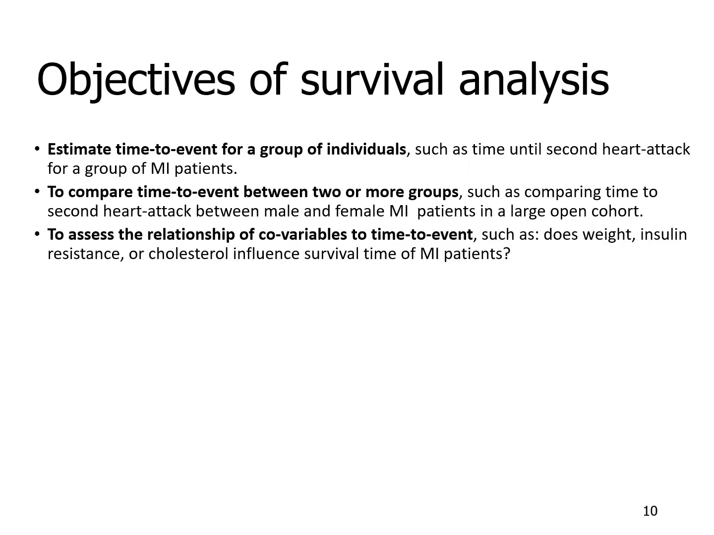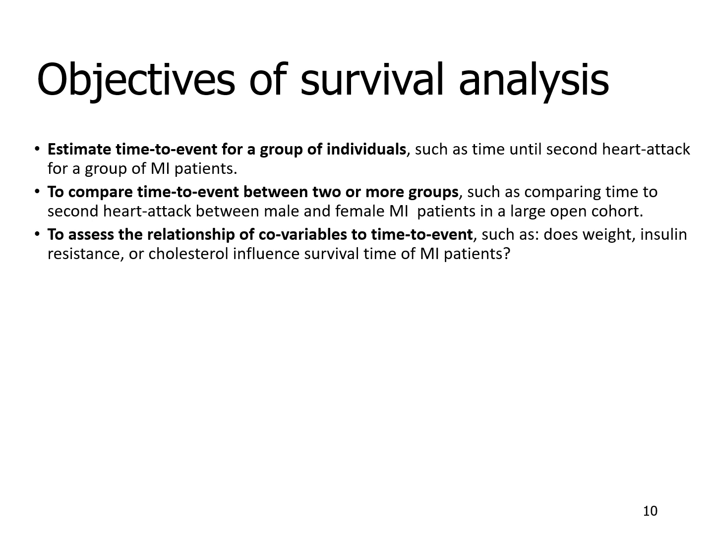There are three main objectives in survival analysis. First, to estimate the time to event for a group, a cohort. For instance, MI patients are followed up from their first MI, and we follow all the patients to see the time until a second heart attack. So we're looking at the overall experience of the MI patients.